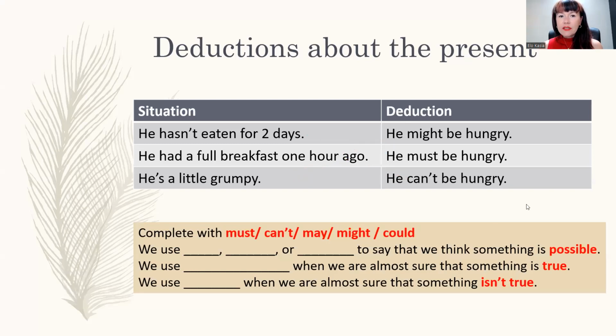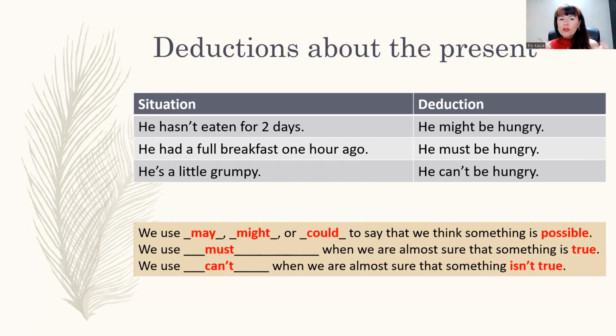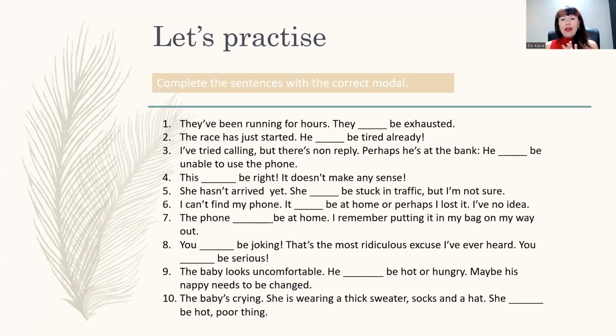I'm going to give you the answers now. Of course, we use may, might, or could to say that we think something is possible. We use must when we are almost sure that something is true, or 100% it's possible as well. We use can't when we are almost sure that something isn't true. So well done if these were your answers.